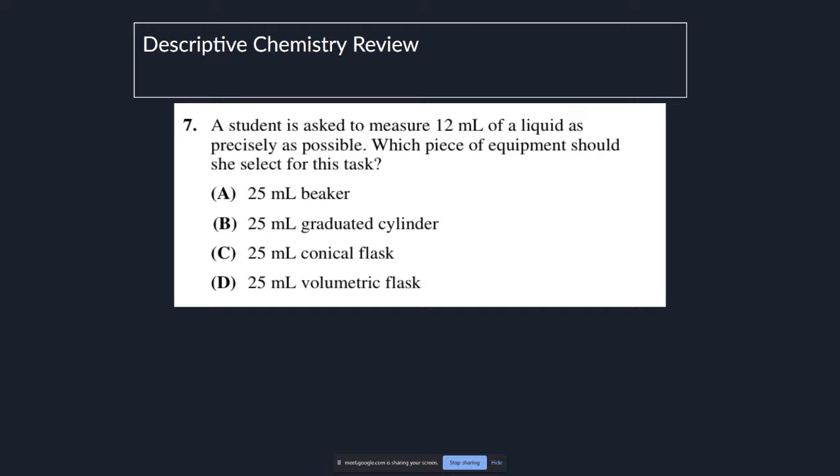I think the volumetric flask is supposed to be for holding a specific amount of liquid. But if it's not that amount of liquid, then it's not going to be more accurate than the graduated cylinder, at least if I'm Googling this correctly. So I'd assume if it was asking, say, that the student needed 25 milliliters of liquid, then you'd probably go with a volumetric flask. But since it's 12 milliliters, it's going to be the graduated cylinder.